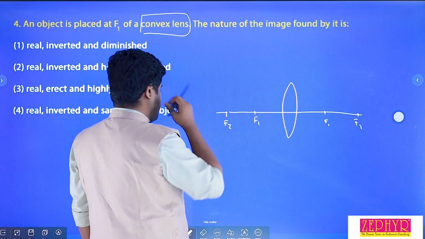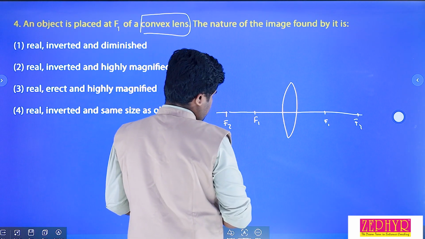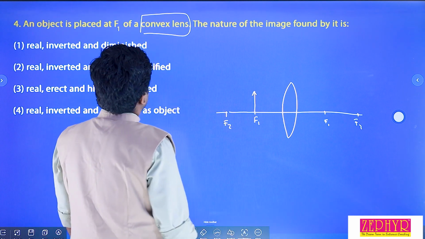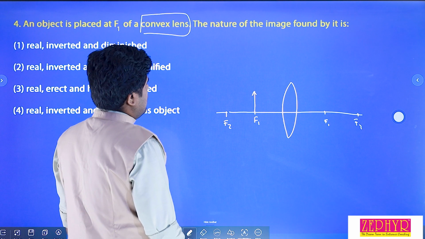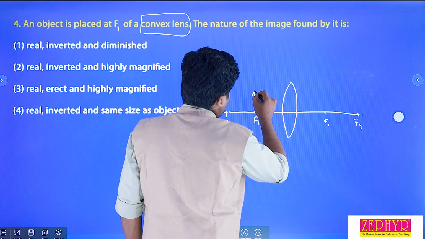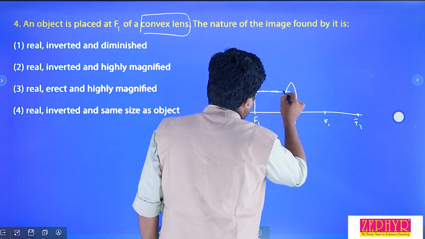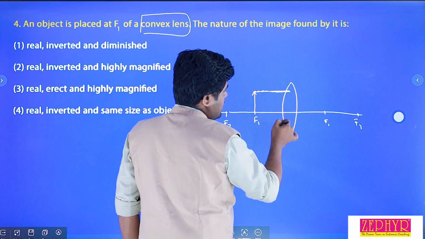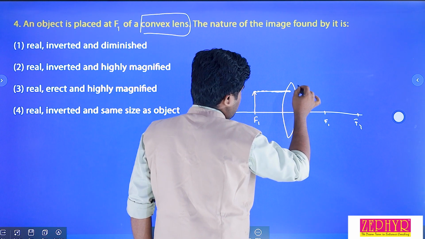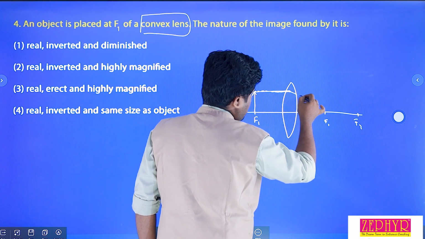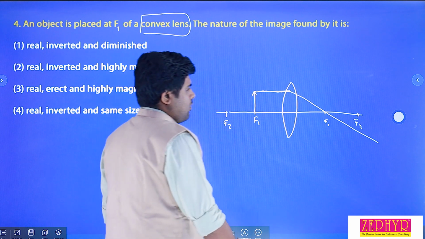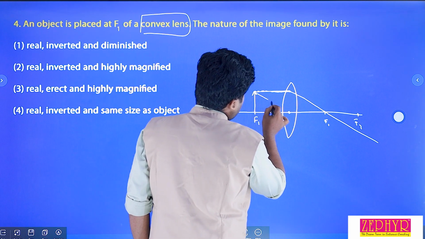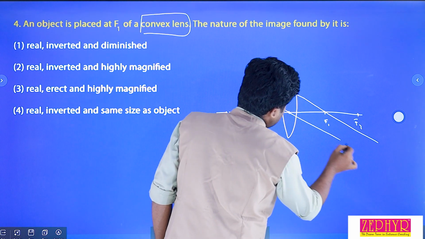Okay, then now the object is present here. The nature of the image found. See, first one light ray traveling parallel to the principal axis. After refraction, that light ray should pass through the focus. Okay, then another light ray which is passing through this way.